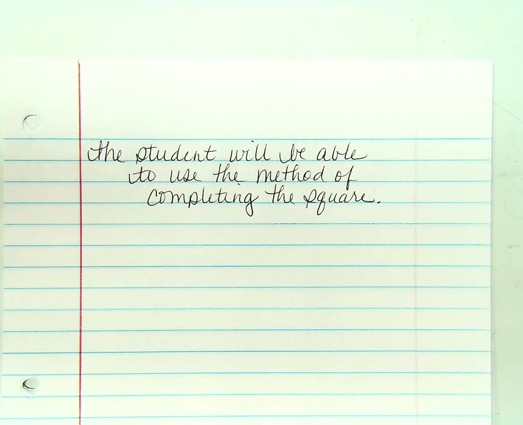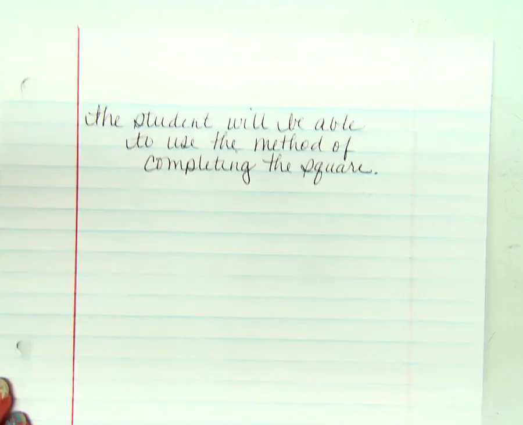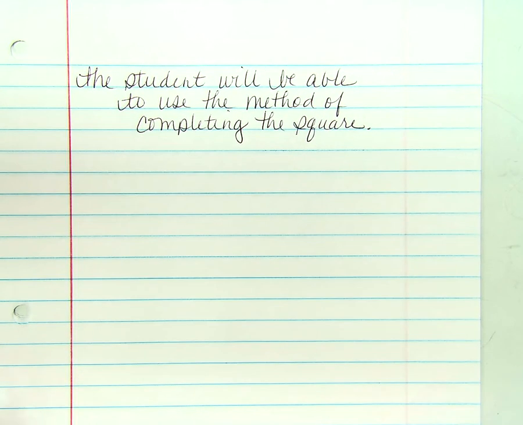Your flipped video today is on completing the square. The student will be able to use the method of completing the square. That comes straight from our TEKS, straight from the things that you have to learn this year. Okay, so I'm going to show you two really simple ways to do this, and we are doing very simple problems in this example. We will get into problems that are a little bit more difficult tomorrow.